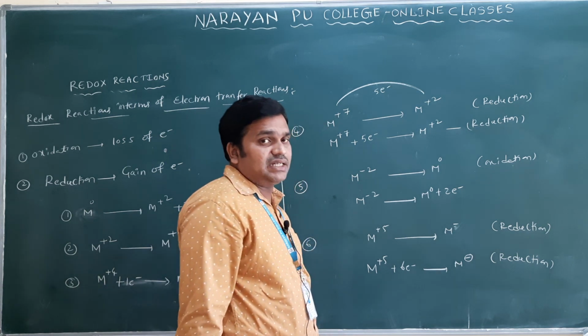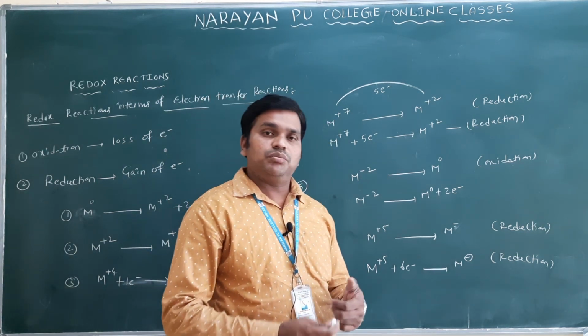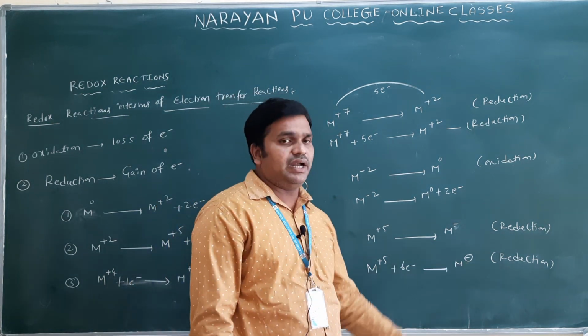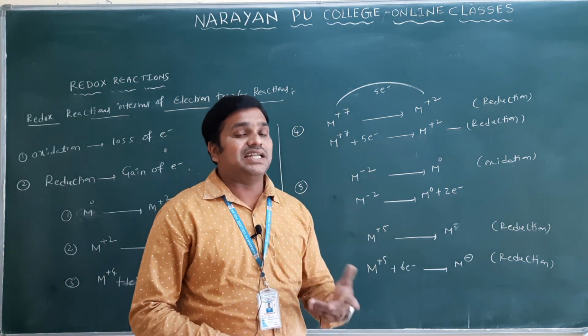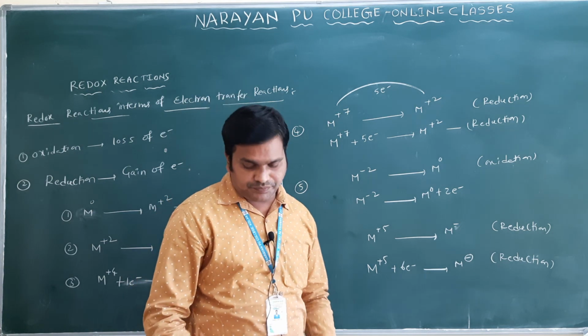How? 6 electrons: plus 5, plus 4, plus 3, plus 2, plus 1, 0 and minus 1, you can take it like this. So this is regarding oxidation and reduction in terms of electrons, or you can say in terms of oxidation number.